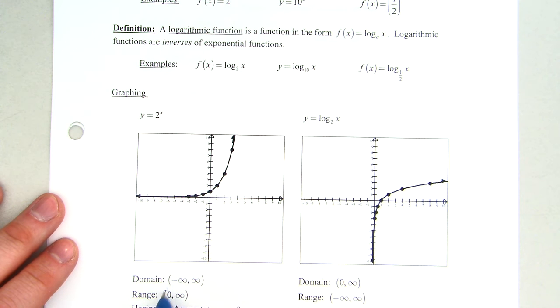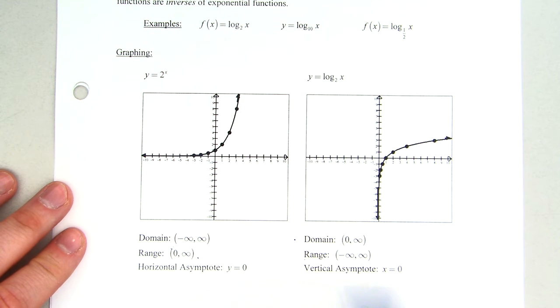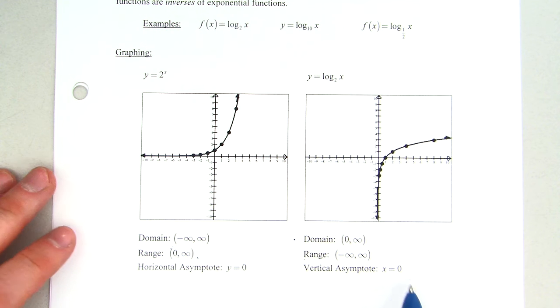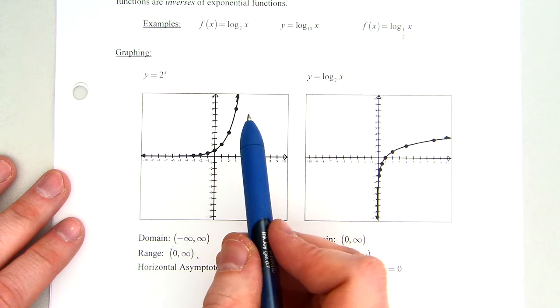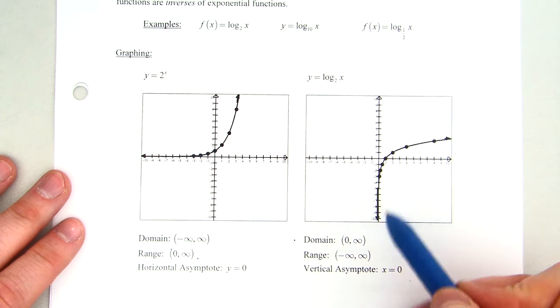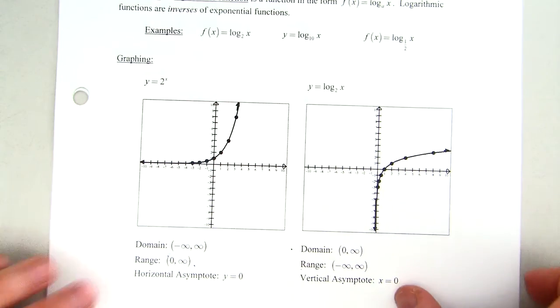My domain for my exponential becomes the range of the log, and the range of the exponential becomes the domain of the log, and all of that stuff. There's a horizontal asymptote there, there's a vertical asymptote there. I think all you really need to know is any exponential function has a basic shape that looks like our e to the x, and any logarithmic function has a basic shape that looks like our natural log of x.